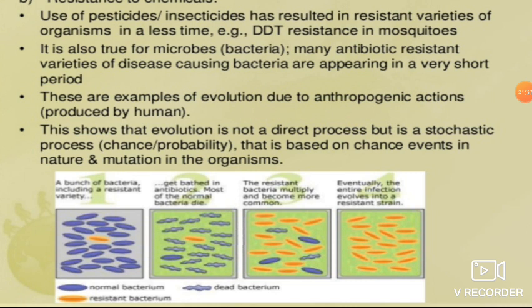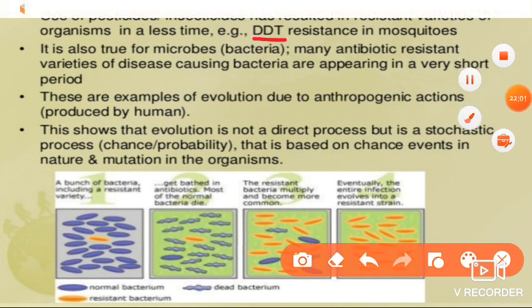If you go through resistance to chemicals, you can take that example also. Use of pesticides: we know our farmers are using pesticides and insecticides just to avoid insects and pests, for the proper development of the plants. And along with that, we used a lot of DDT. DDT is one of the chemicals that we are using to kill mosquitoes.